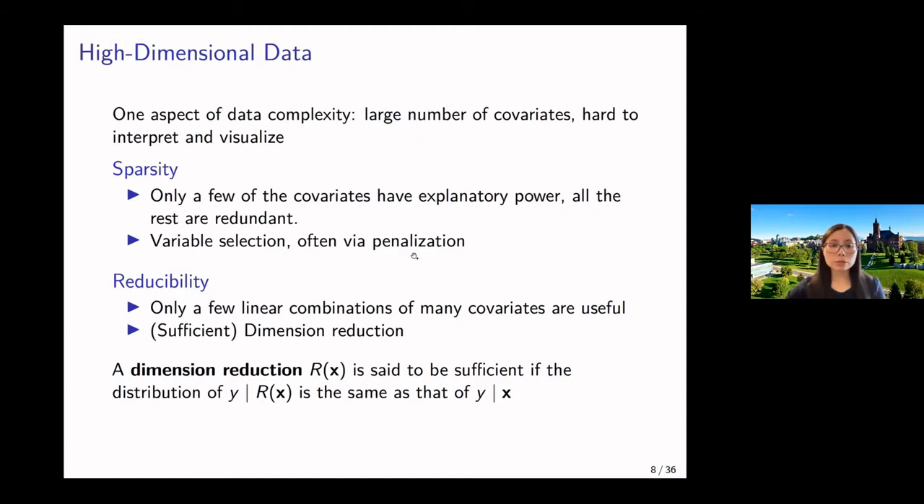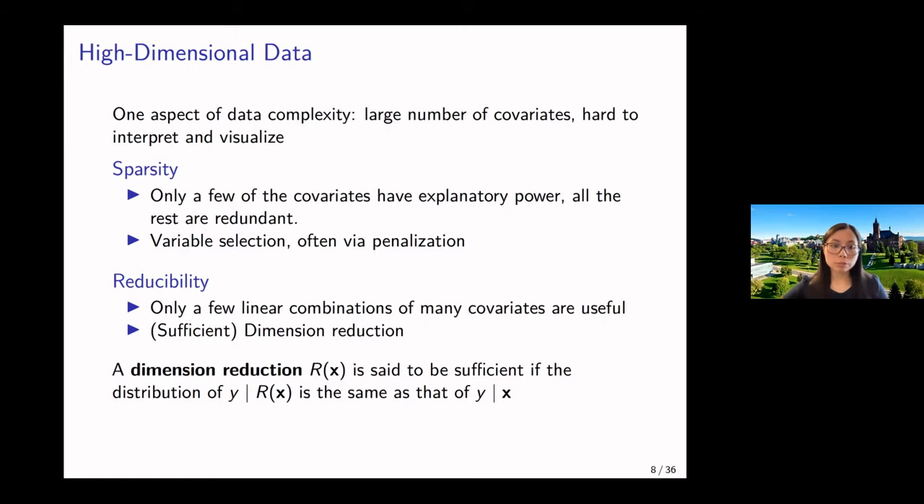Another type of method assumes reducibility. Reducibility assumes that only a few linear combinations of many of the covariates are useful. So we try not to exclude variables that may have explanatory power. If we make this assumption, we usually analyze high dimensional data through dimension reduction models, or sufficient dimension reduction. So what is called sufficient?